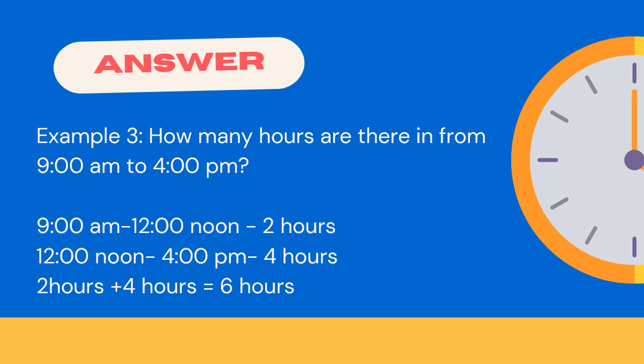To answer example number 3, we need to identify how many hours there are from 9 o'clock a.m. to 4 o'clock p.m. From 9 o'clock a.m. to 12 o'clock noon, there are 2 hours. From 12 o'clock noon to 4 o'clock p.m., it's 4 hours. Let's add 2 hours and 4 hours. That's equal to 6 hours.